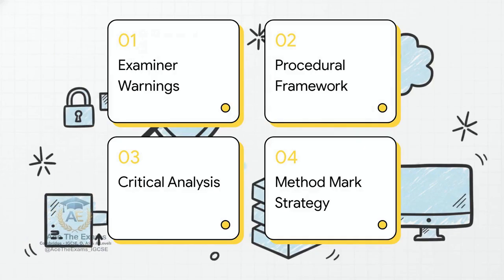Here is our agenda for this explainer. We've got Section 1, the top 3 examiner warnings. Section 2, the procedural framework. Section 3, critical analysis and evaluation. And finally, Section 4, the method mark strategy. We're going to break down these 4 logical steps to ensure you build an absolute powerhouse of a strategy for your exam.